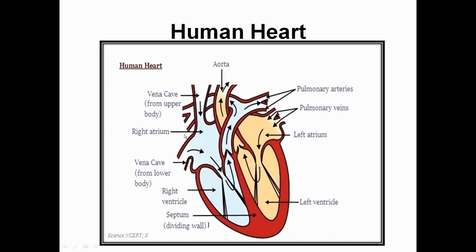The upper vena cava carries blood from the upper part of the body and the lower vena cava carries blood from the lower part of the body. It comes into the right atrium and then the blood moves into the right ventricle. And this deoxygenated blood goes where? That is to the lungs. So you can see the arrows and trace them. It goes to the lungs with the help of pulmonary arteries.